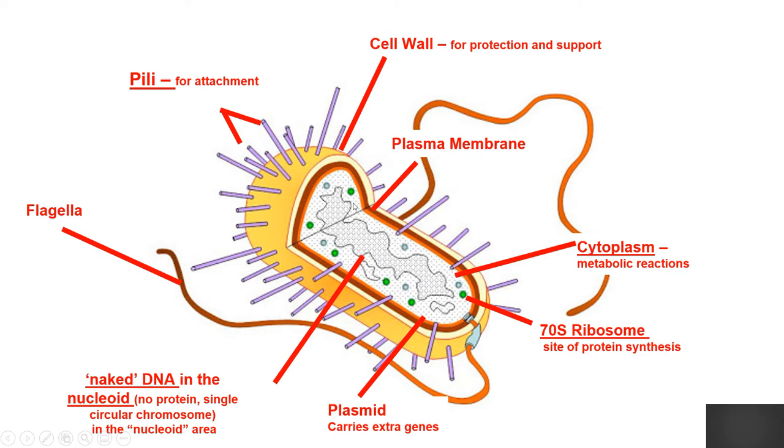Remember that prokaryotic chromosomes do not contain any histone proteins, so they are considered quote-unquote naked. And the area in the cell where they are located is called the nucleoid. So even though it's not separated, they're just calling the area that this is in the cell the nucleoid. And again, it's not associated with protein, so you might hear it referred to as naked DNA.